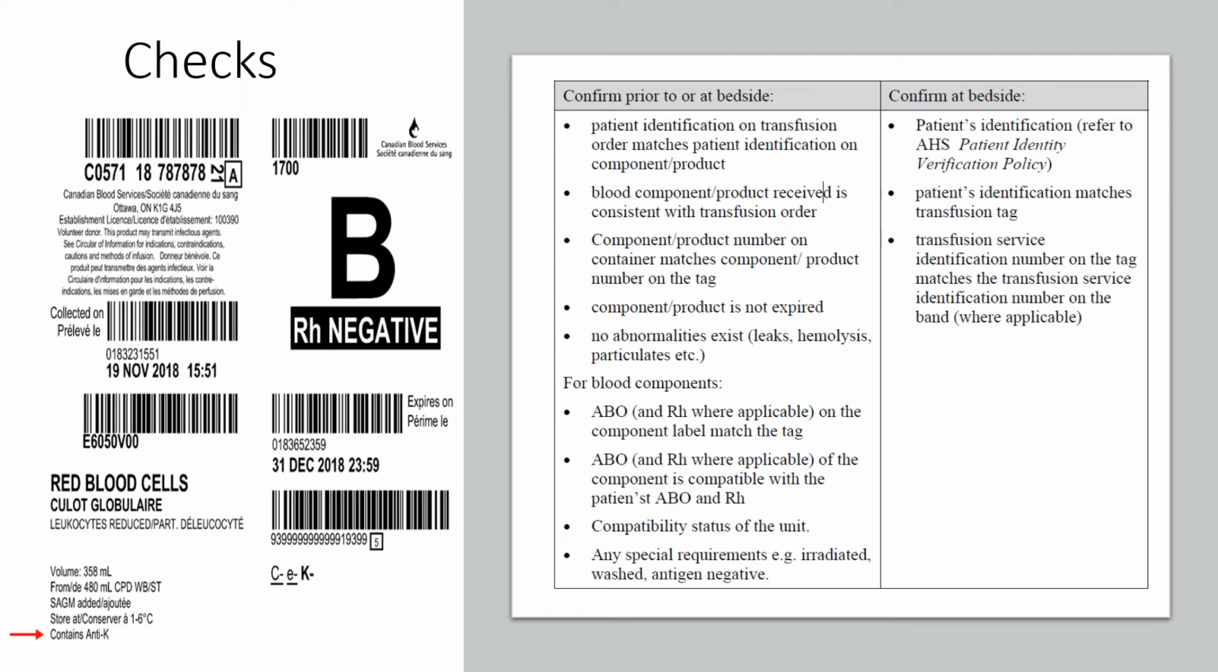If a discrepancy is found at any time during the verification process, you need to stop the process and contact the blood bank to resolve this discrepancy. So following the verification process, the healthcare professional who is administering the transfusion must sign the transfusion documentation and have the second healthcare professional or healthcare provider confirming verification also sign the transfusion documentation.